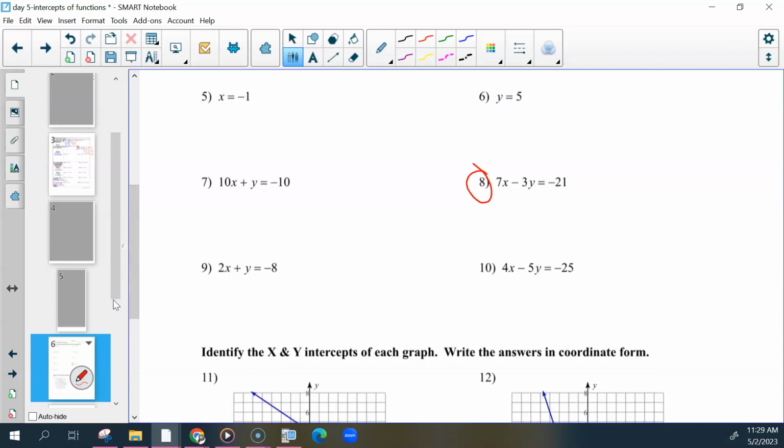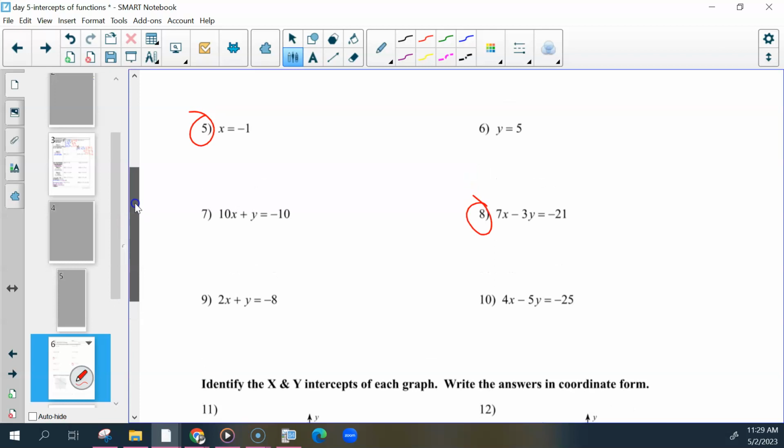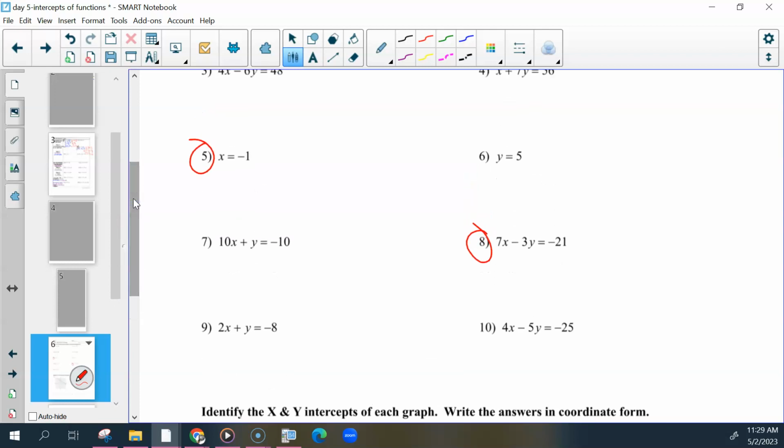Number 5. Okay, let's start with 5. This is an x equals equation, and it's telling you what your x-intercept is. I'm going to write this off to the side so we remember things about an x equals. Because it's an x equals, it's going to be a vertical line at -1. This is going to be your x-intercept, so -1, 0.